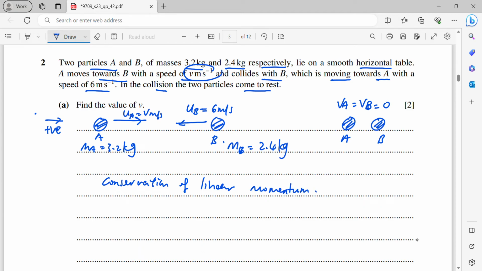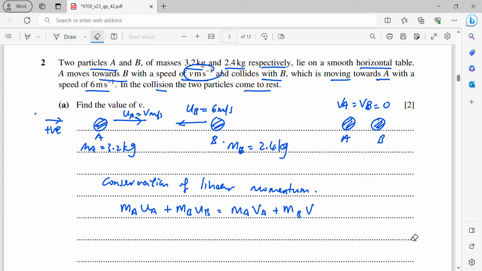Okay, so conservation of linear momentum says that the momentum before the collision is the same as the momentum after the collision, which means the formula is mAuA, that is the momentum for the A, plus mBuB equals mAvA plus mBvB.